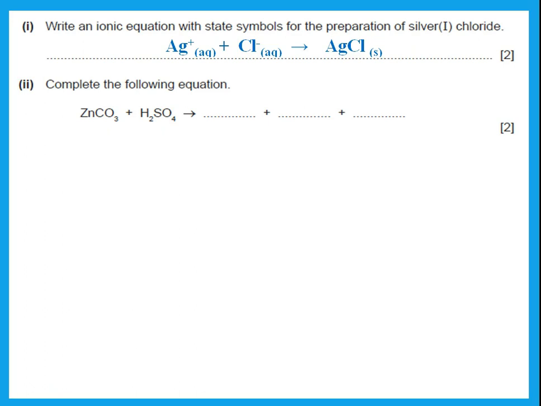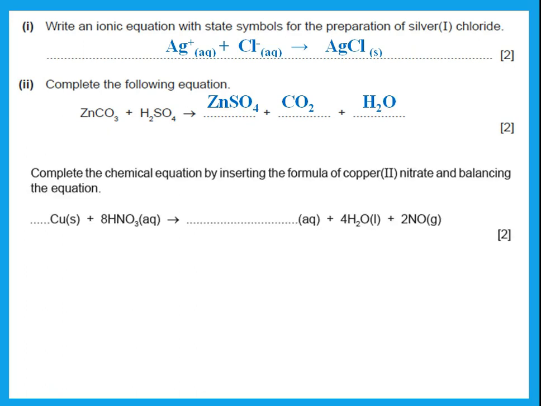Okay, zinc carbonate plus sulfuric acid. We said carbonate plus acid would give salt plus carbon dioxide plus water. Is it balanced? Yes. You don't leave it before you check that it's balanced.